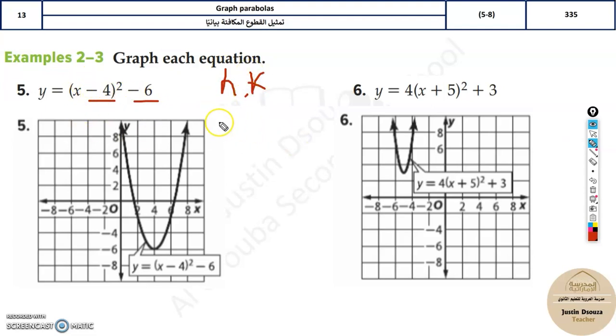The h value over here is 4. If it's minus, it'll be plus, so just take the positive part. K is minus 6. So let's see. X is 4, and then go down by negative 6. That is 1, 2, 4, 6. Yes, this is the vertex. This is correct. And now you can easily graph this. And there's one more thing. It's plus, so it'll open upwards. Same thing over here. You can see the vertex is minus 5 and 3. So it's 2, 4, minus 5, and 3. Then over here, it's opening upwards.